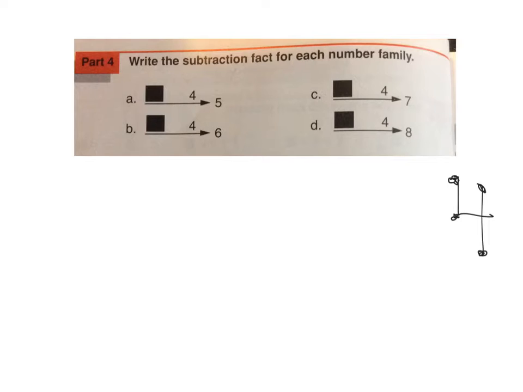So what I'm going to do is start with the big number in my head, and I'm going to use this number on my Touch Math sheet. So I'm going to think 5 in my head, and then I'm going to count backwards. 5, 4, 3, 2, 1. So I know that 1 is my missing number that I have in the box.